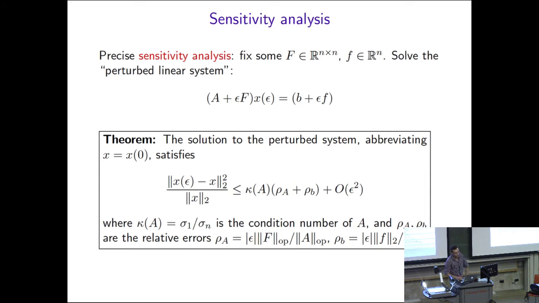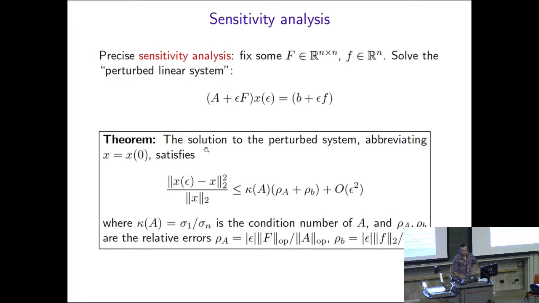You can imagine I can move towards the space of low-rank matrices in some way by adding a perturbation here. This is supposed to be motivating such sensitivity. Let's denote the solution to the perturbed system, when I change A to A plus epsilon F and b to b plus epsilon f, by x of epsilon. And the solution to the original problem, x of 0, I'm just going to call x.